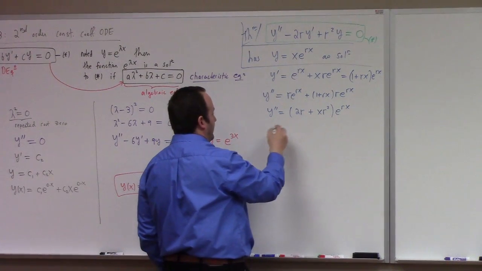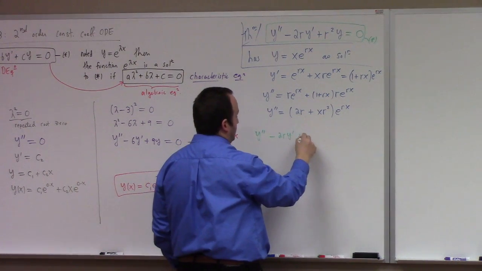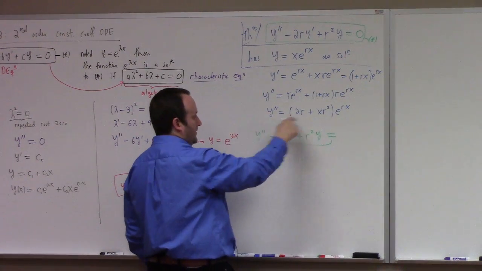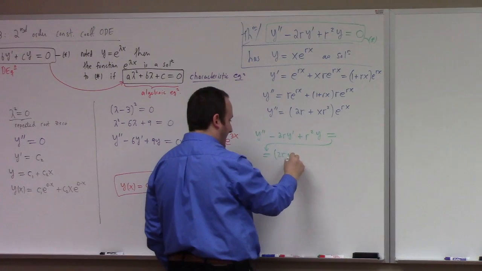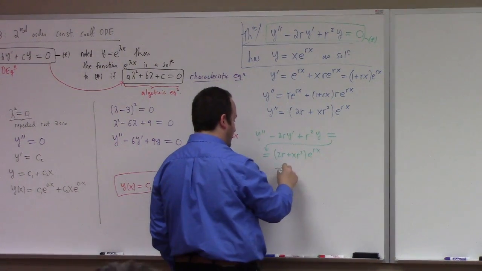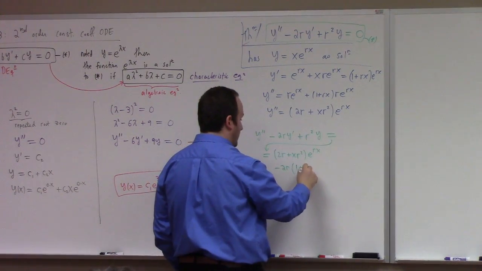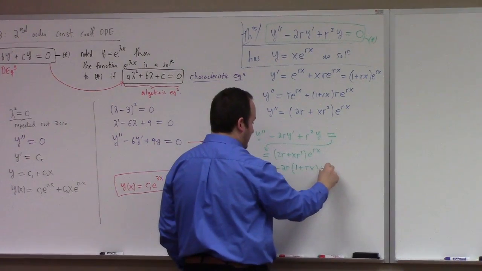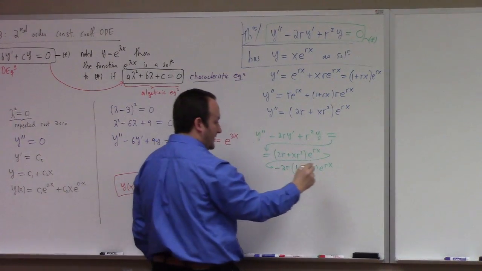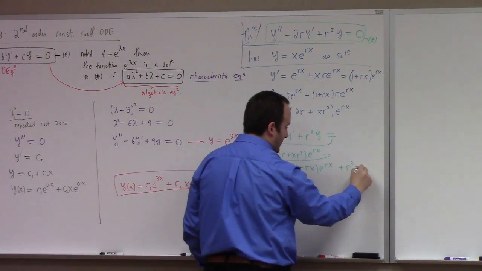Okay, so what do we look at? We look at y prime prime minus 2r y prime plus r squared y. What's that equal to? Well, there's my y prime prime, minus 2 times r times my y prime, right here, 1 plus rx e to the rx. And then what's left? Plus r squared y, which was x e to the rx.